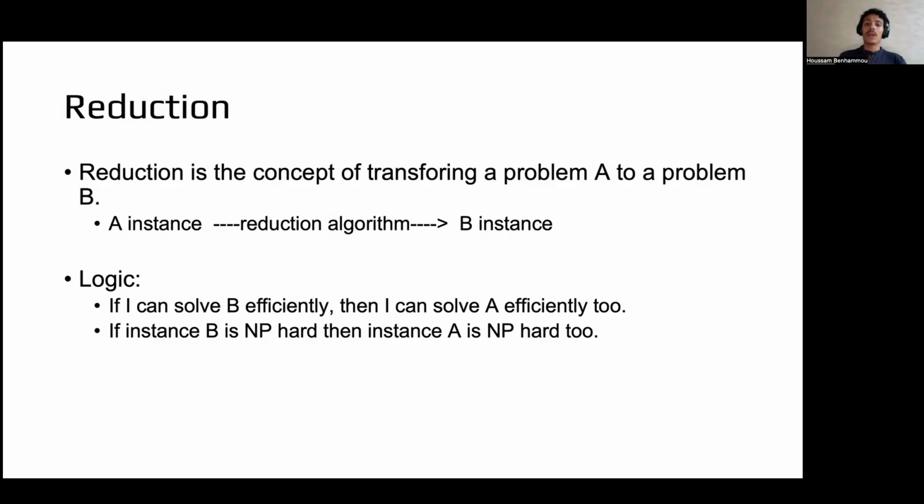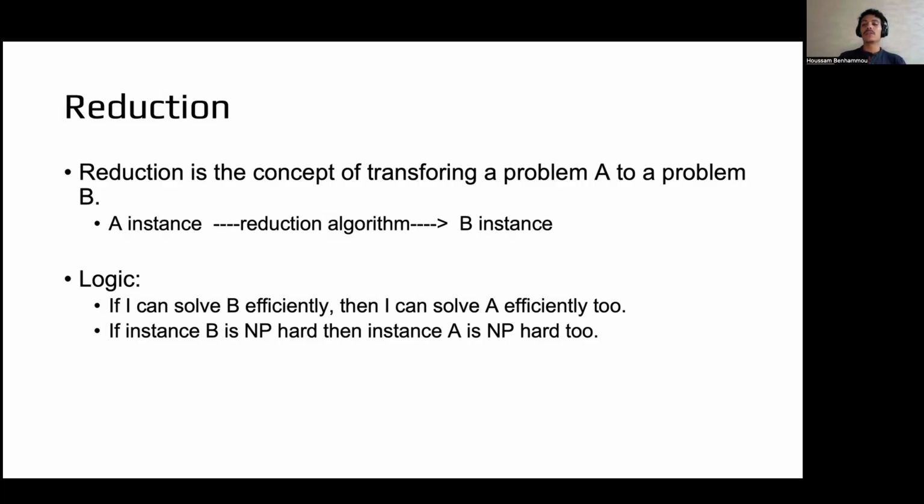For example, if we have an A instance that's been reduced to a B instance, and we know that the B instance is an NP problem or an NP hard problem, then we're sure that the A instance is at least an NP hard problem. And if we find that the B instance can be resolved in polynomial time, then we're sure that the A instance can be resolved in polynomial time.